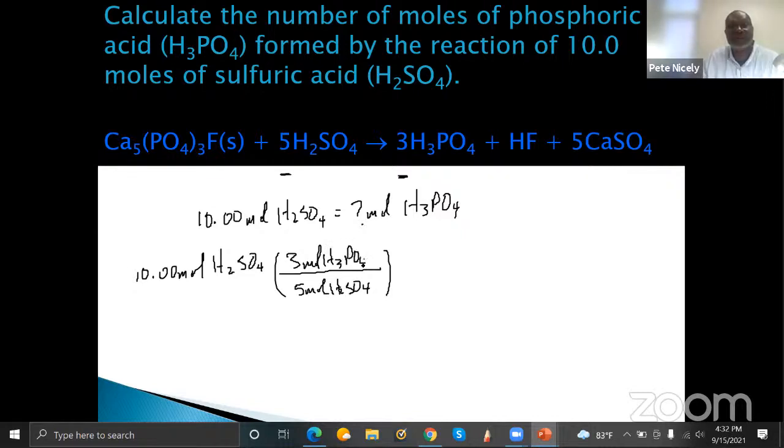H3PO4 above. And when you work this out, this is going to give you 6 point, okay, how many sig figs? Oh, this should be 10.0. So let me take out that 0 here, which means that the final answer will be recorded to 3 sig figs, which will be 6.00 moles of H3PO4. All right.